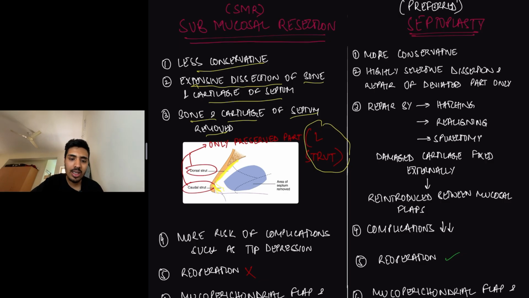Only an L strut of cartilage is preserved. All the rest, bone, cartilage, septum, everything is removed. That part of the septum is removed completely. So it is less conservative. There's a lot of dissection.